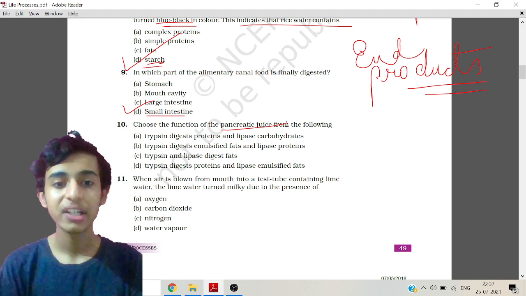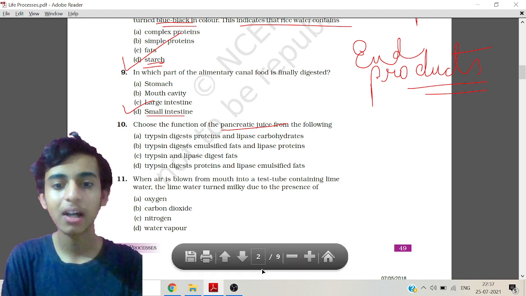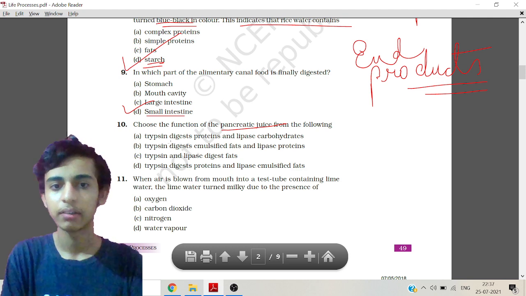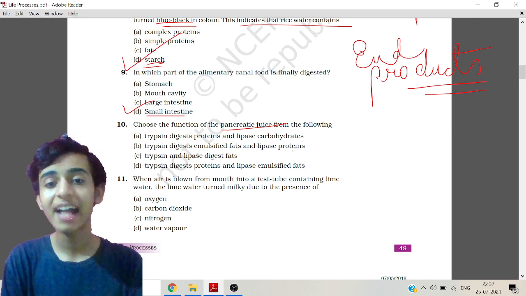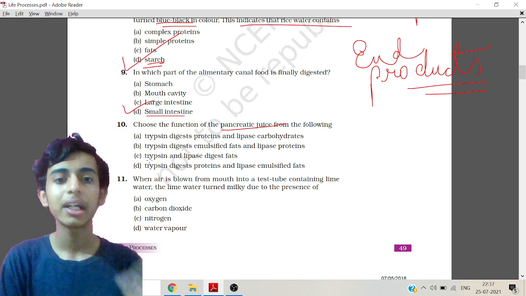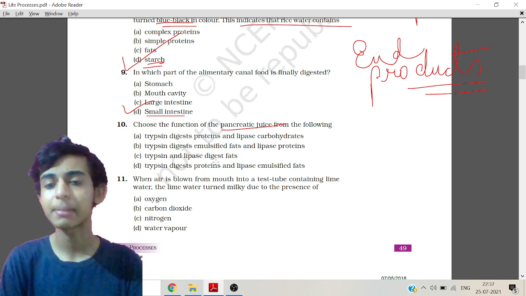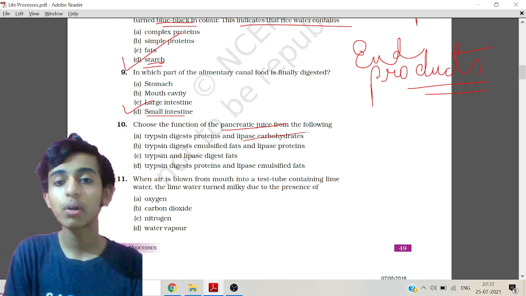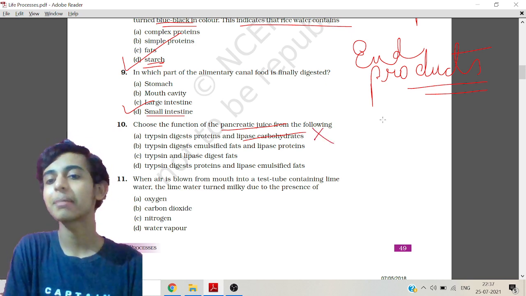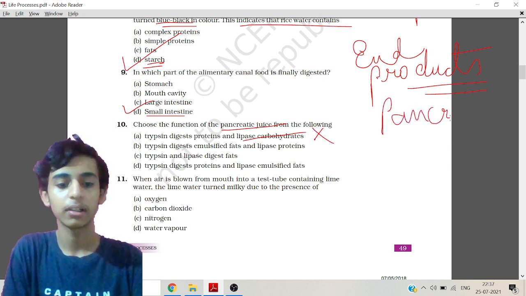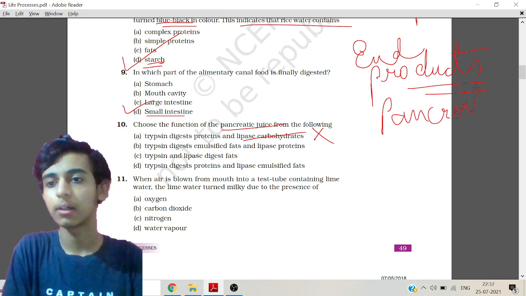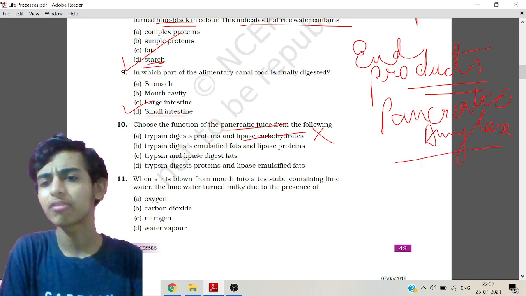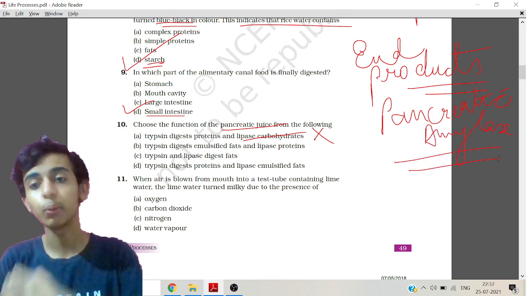Option 1, trypsin digests proteins and lipase carbohydrates. Trypsin digests emulsified fats and lipase proteins. Trypsin and lipase digest fats. Trypsin digests proteins and lipase emulsified fats. Now first thing, lipase is not going to digest carbohydrates. That is done by pancreatic amylase. This is the enzyme for complete digestion of carbohydrates, and the final product is glucose that you get.